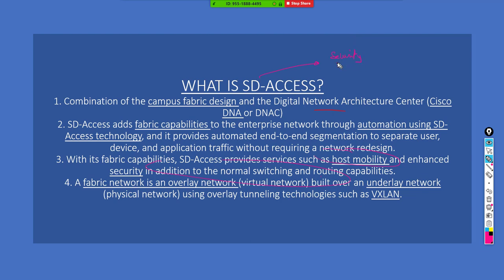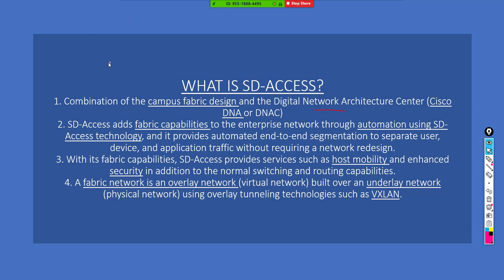You can maintain the security, okay. You can make use of the host mobility, that is, wired and wireless get the same policies, not that one gets something, the other one gets something else. So these things will be taken care of by this, along with your normal routing and switching, okay. Your normal routing and switching is not impacted. It is still taken care of by the SD access the way it should be.